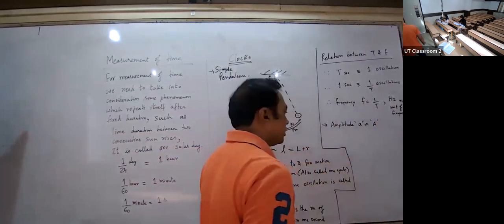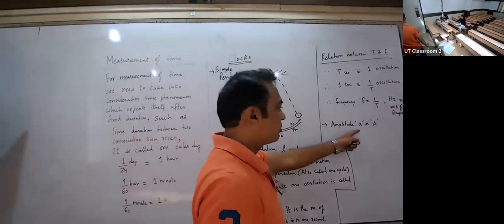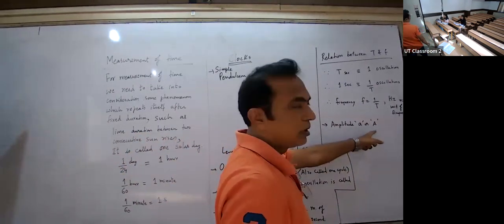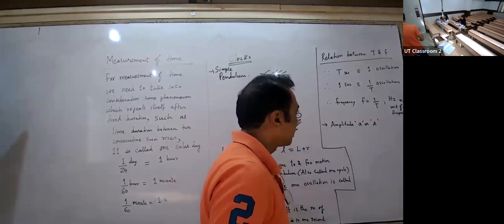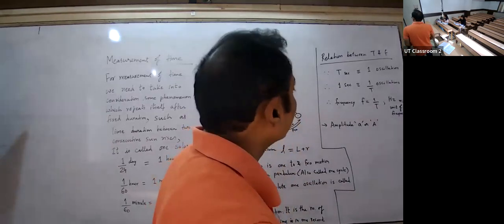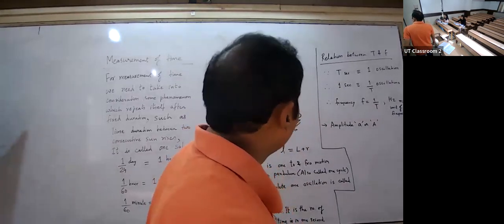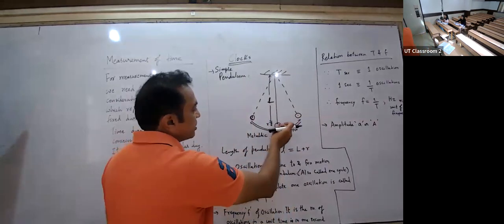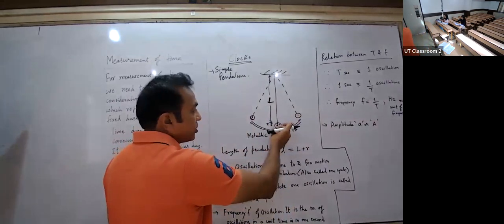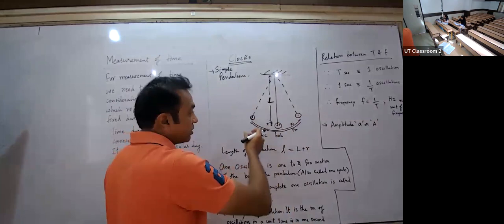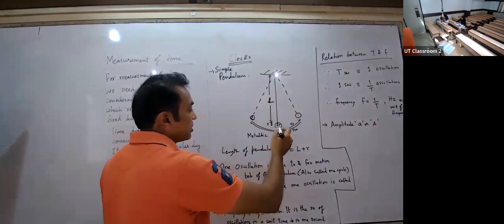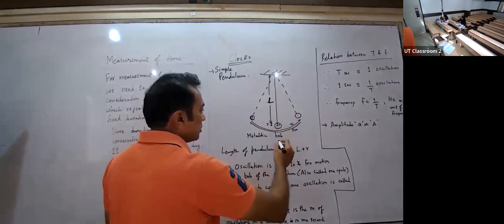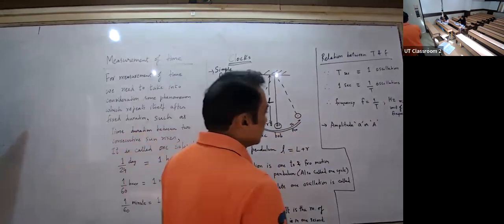Any symbol. Generally, A is reserved for acceleration, so we will go with capital A. What is amplitude? See, this is amplitude. It is the displacement from the mean position to the extreme position. So this is the rest or mean position.